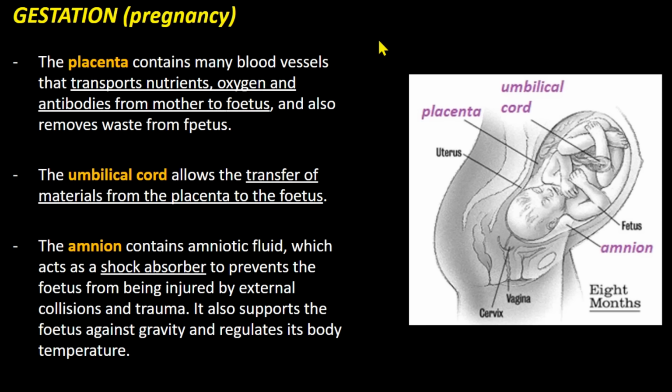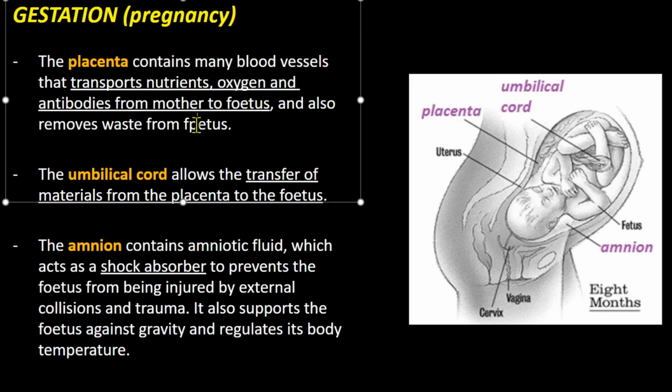So during pregnancy or gestation, these three embryonic structures are going to help with the growth and development of the fetus. The placenta contains many blood vessels that transport nutrients such as glucose and amino acids, oxygen, and antibodies from the mother to the fetus. It would also remove any waste material like carbon dioxide and urea from the fetus.